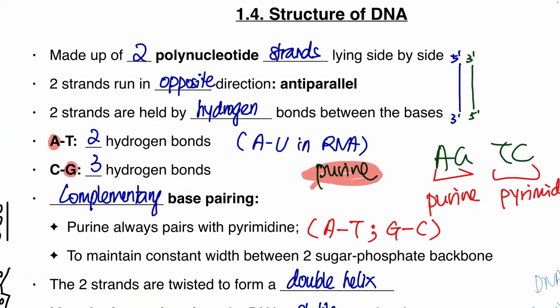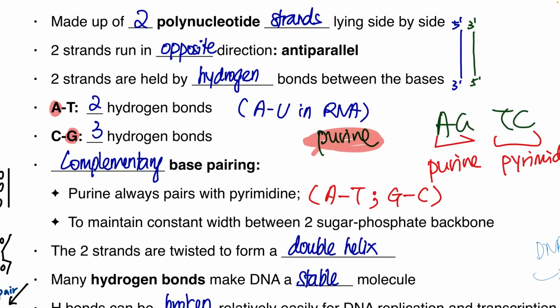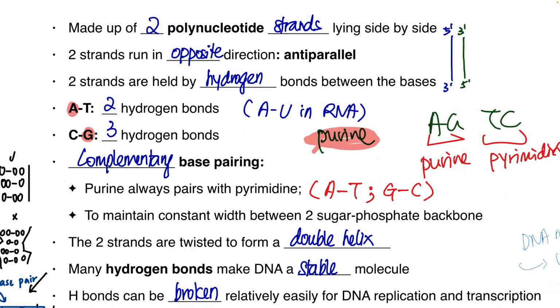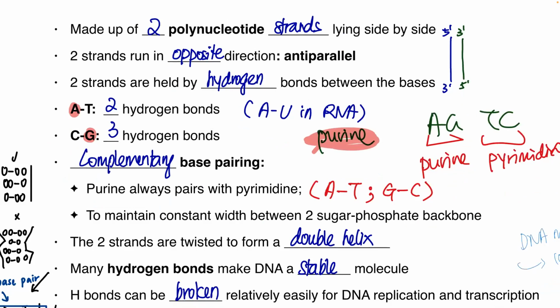Just like in the case of protein, we always learn that the secondary structure is maintained by hydrogen bonds, and the tertiary structure by hydrogen bonds, maybe disulfide bonds, as well as hydrophobic interactions and ionic bonds. Later we're going to see how the two strands are held by hydrogen bonds.